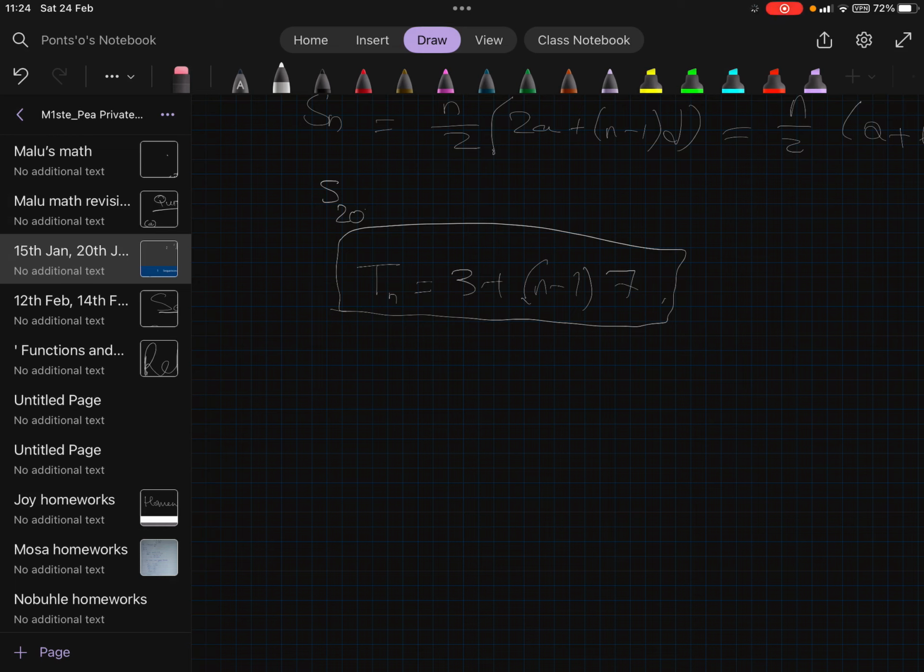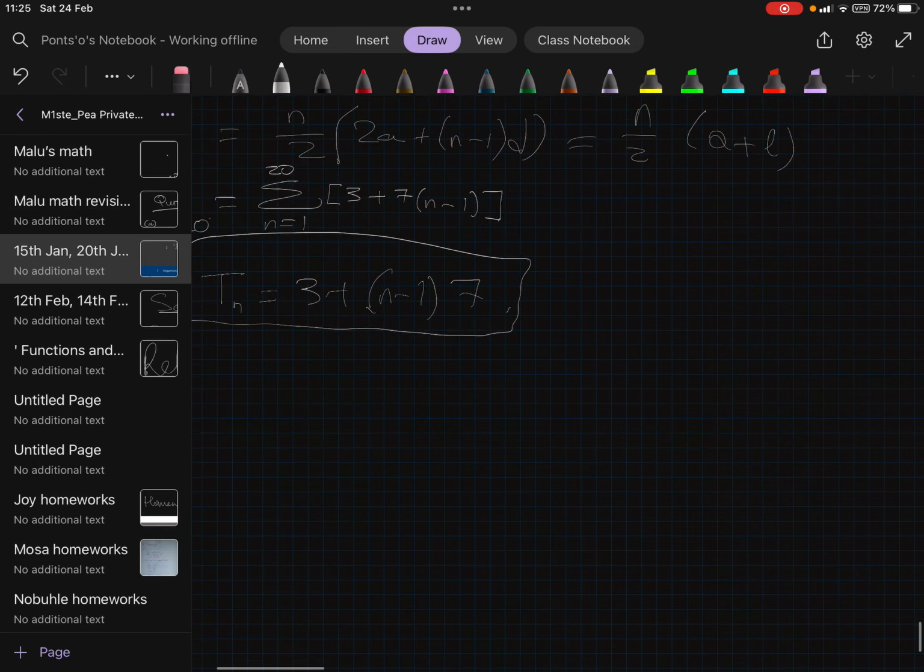So the sum to the 20th term would be, so let's start there with adding them manually, one by one. If we're going to do that, it would be 3 plus 7 into n minus 1. And we're going to do it term for term.